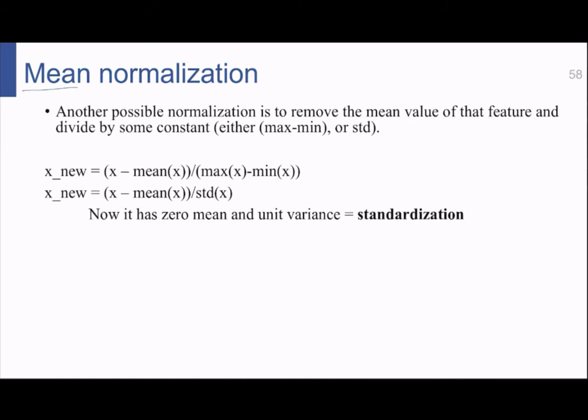Here, you remove the average value of the column, and you divide either by the range or by the standard deviation. If you divide by the standard deviation, then your column is going to have a zero mean, if you sum all of these values up, and unit variance.